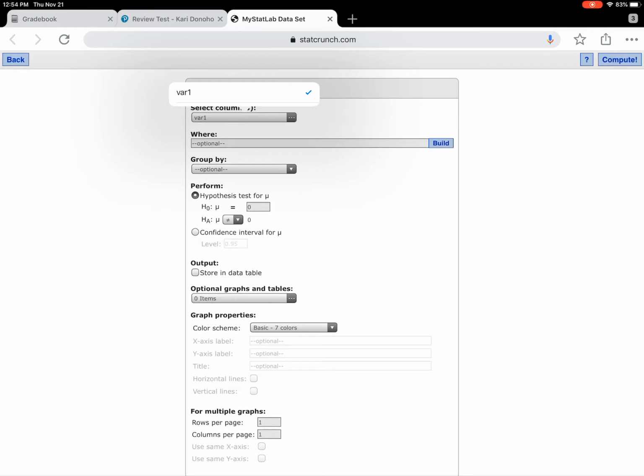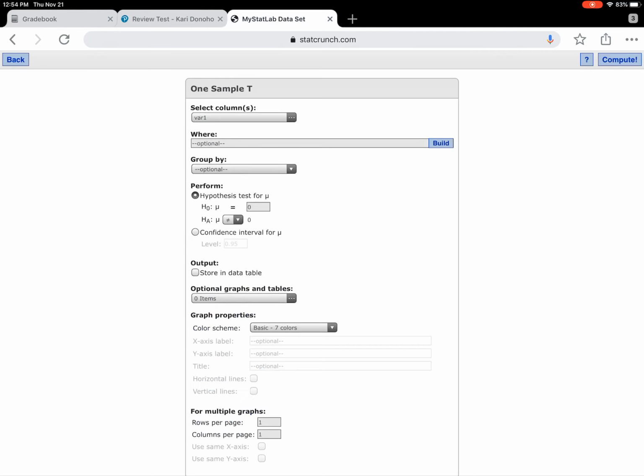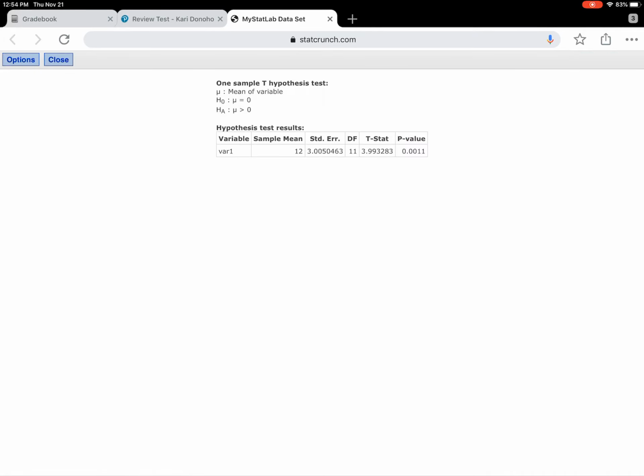Choose the column where your data is, and then make sure your hypothesis actually matches up with what you chose, because you chose it correctly. So make sure your null is that mu is 0 and your alternate is that mu is greater than 0. On this one, I do need to change my symbol, but that's it. Everything else is already set up so I can compute it. And there's that t-stat and that p-value that they're wanting, and this time it came out correct.